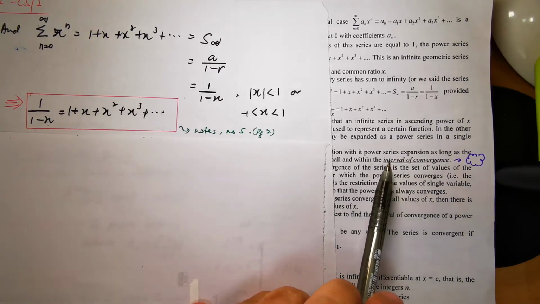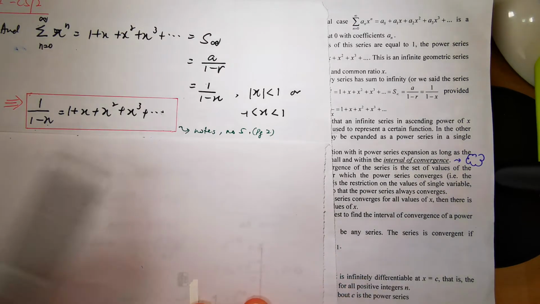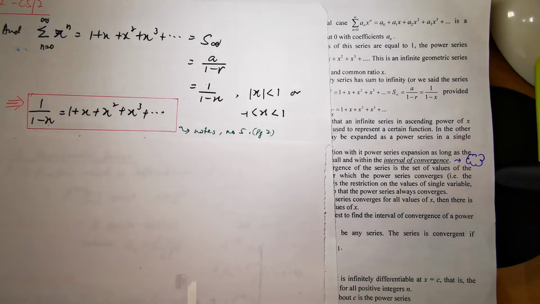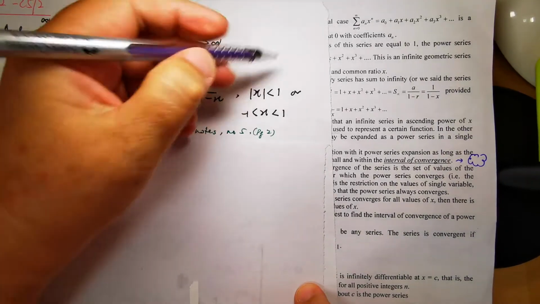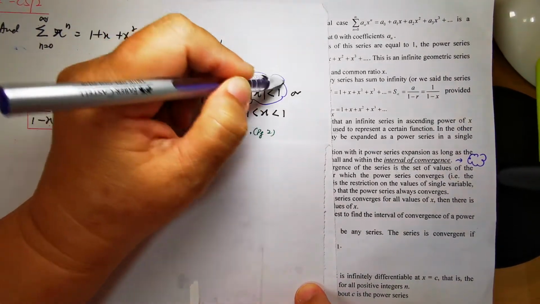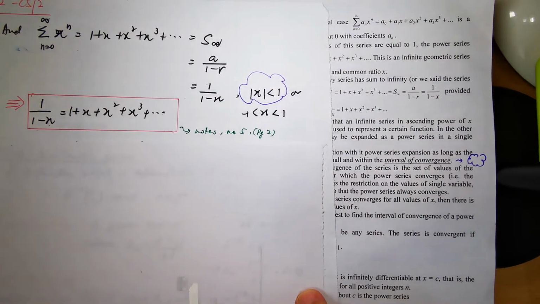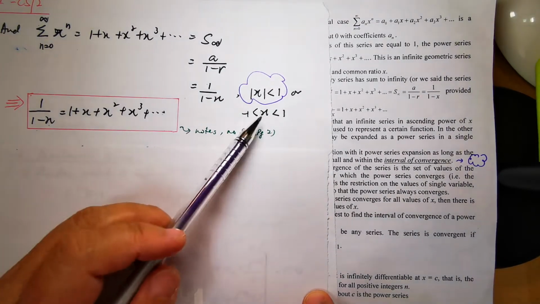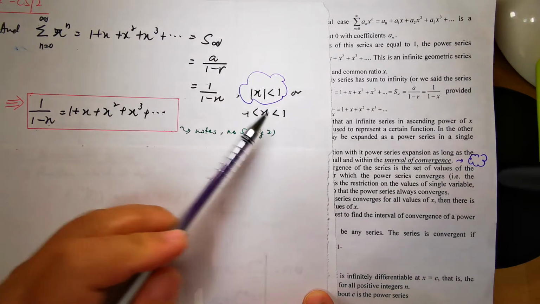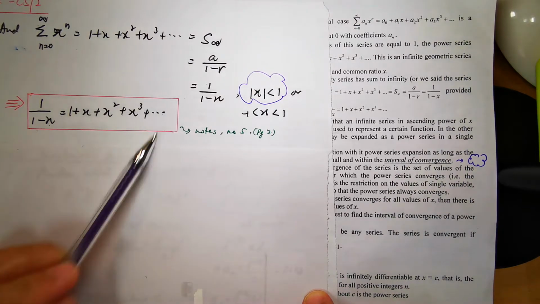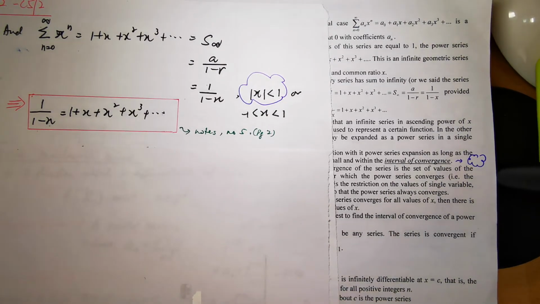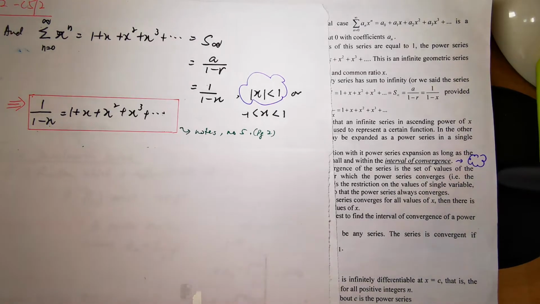There we call it interval of convergency. Okay, this is called interval of convergency. All right, means that the range of the value of the variable which you can sub into the series so that to make this series valid or to make it converge. All right.